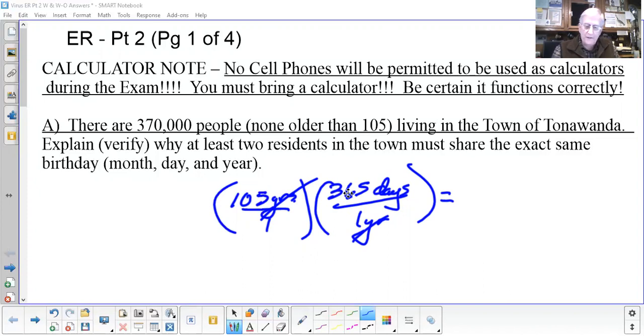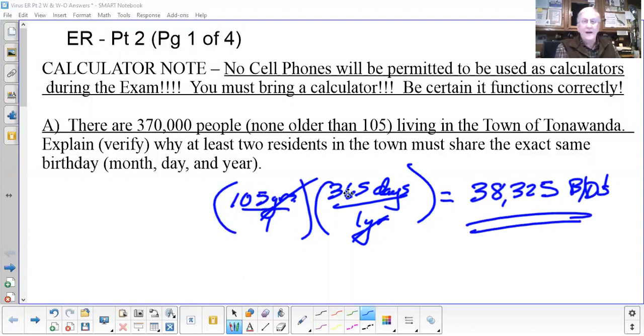On my calculator, I do 365 times 105, which gives me 38,325 different days that people could be born on. And of course, we're assuming there are no leap years. So these are birth dates. Well, we have 370,000 people. Obviously, there are more people than available birth dates. So what has to happen?